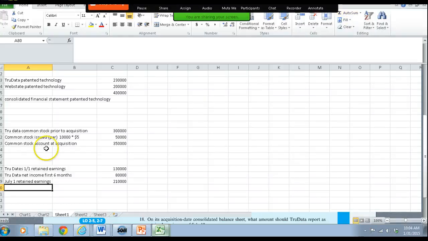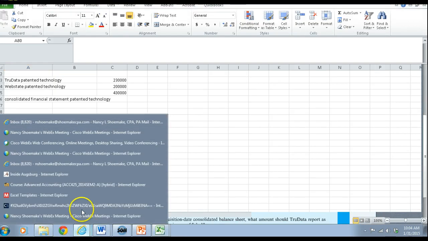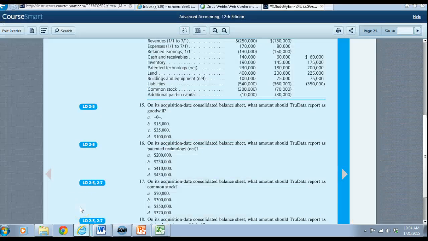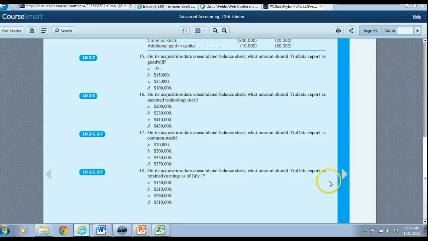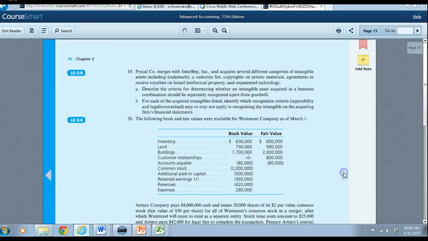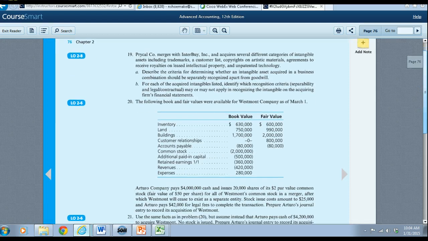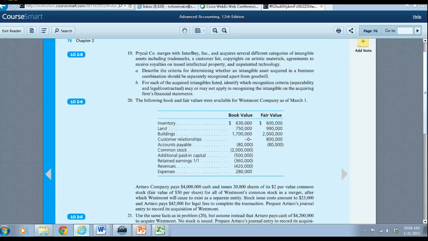Let's look at number 20. How are you doing so far, Tawny? Am I going too fast for you? No, I'm catching up. It's kind of funny because I'm working in Excel as you are, and every once in a while I see what you're doing, and I think I'm the one typing. I love it. So we're good.